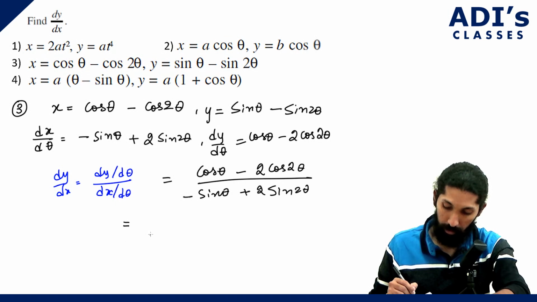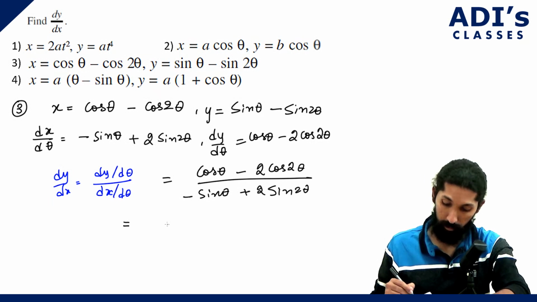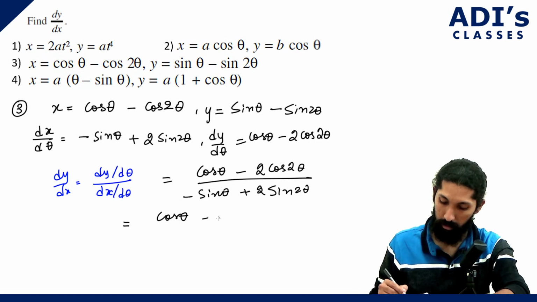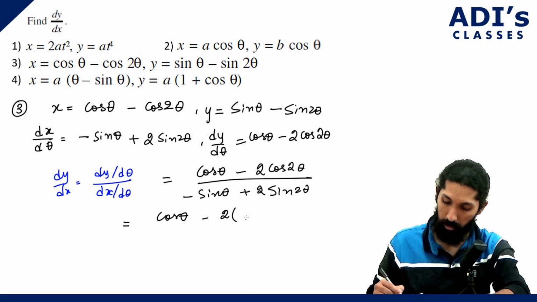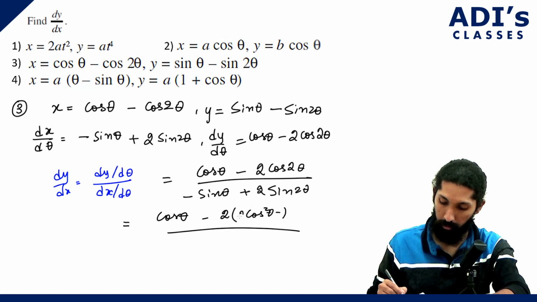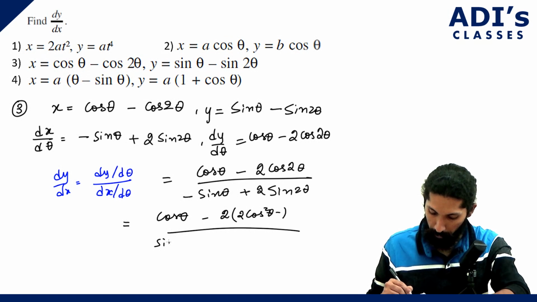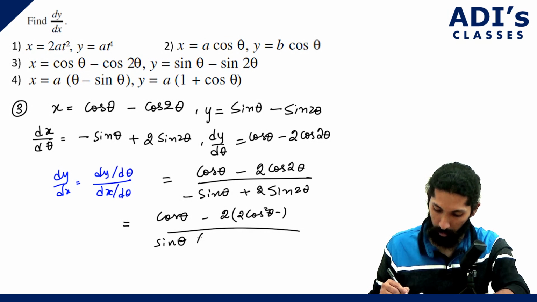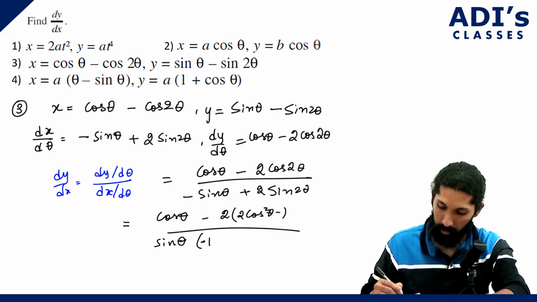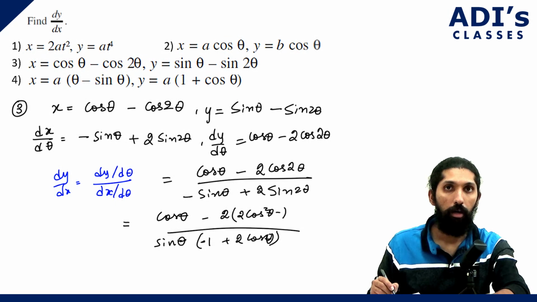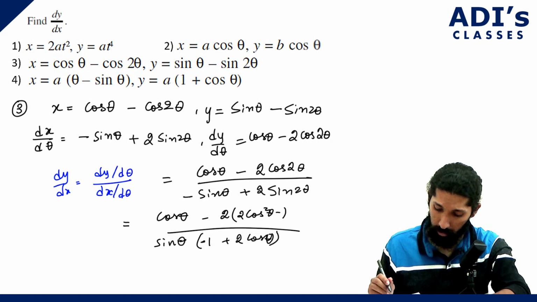So, cos theta plus 2 cos 2 theta, right? So, maybe you can do cos theta minus 2 into 2 cos square theta minus 1, divided by, maybe if you take sin theta common, minus 1 plus 2 cos theta, right? This you have to further simplify.